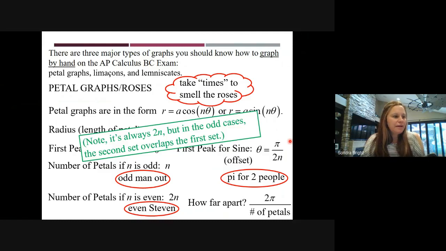One more thing. How far apart are the petals? 2 pi would be going all the way around the circle, right? And so you're breaking up the petals evenly dispersed around the circle. So how far apart are the petals? 2 pi over however many petals there are, because you're evenly distributing them around that circle.